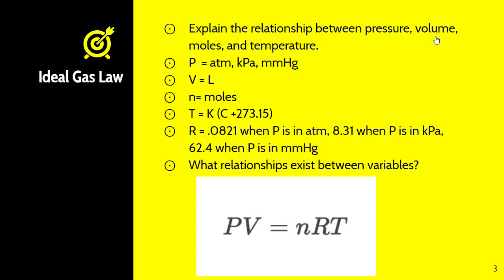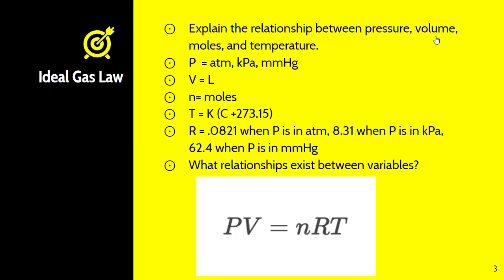Now, to explain the relationship between pressure, volume, moles, and temperature, we typically use the ideal gas law, and you should be very familiar with this. It is PV equals nRT, where P is pressure in either atmospheres, kPa, or millimeters of mercury. Volume is in liters, n is in moles, and temperature is in Kelvin, which is Celsius plus 273.15. The value of R differs based on what unit of pressure we're looking at. So it's 0.0821 when the pressure is in atm, 8.31 when the pressure is in kPa, 62.4 when the pressure is in millimeters of mercury, etc.